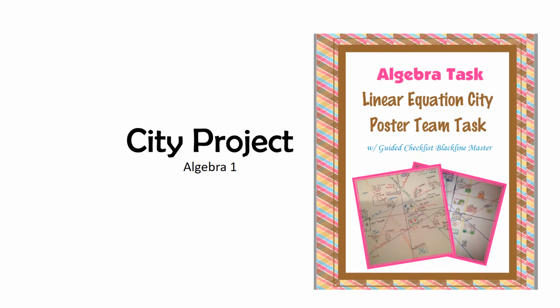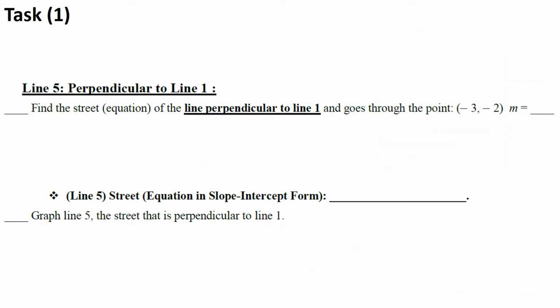All right, this is City Project Task 1, line number 5. Line 5 says find the equation of the line that is perpendicular to line 1 and goes through point (-3, -2). So what do we know about perpendicular lines? Perpendicular lines have slopes that are the opposite, or the negative reciprocal, of the original slope.